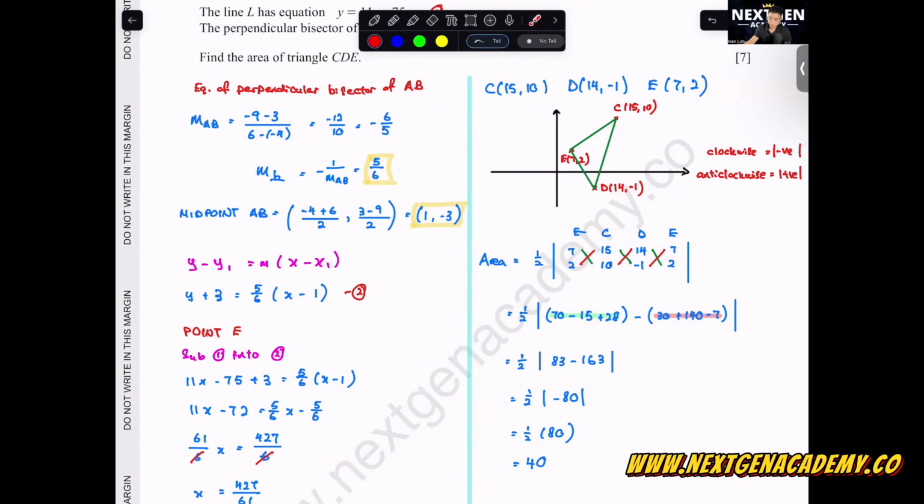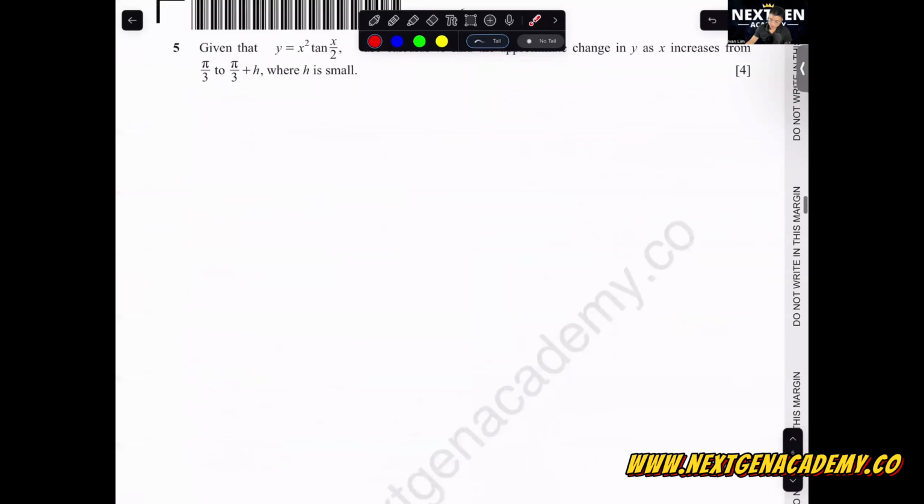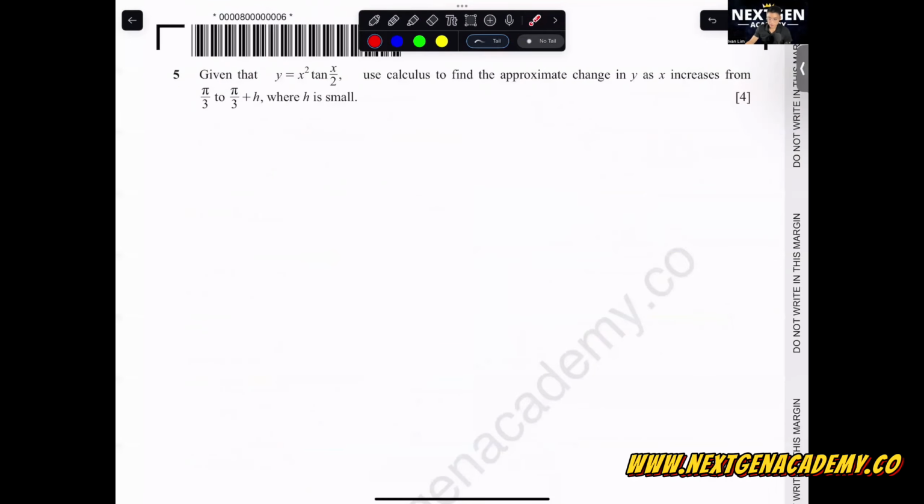Let's go to number 5. Given that y equals x squared tangent x over 2, use calculus to find the approximate change in y as x increases from pi over 3 to pi over 3 plus h, where h is small. Keyword: approximate change in y. So this is a delta y over delta x equals dy over dx type of question. I always write down first, we define first: delta y over delta x equals dy over dx. They want us to find delta y.